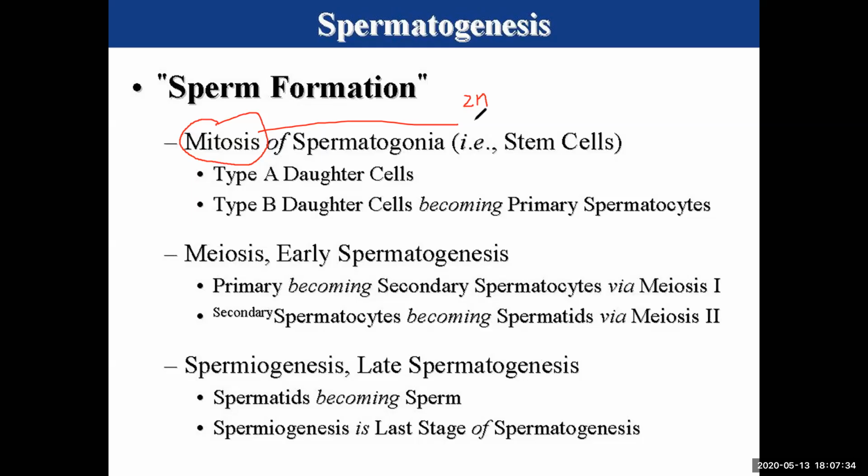2N means diploid. Di means two. So this is a cell that has two sets of chromosomes. One set came from the paternal parent, one set came from the maternal parent, right? So a total of 46 chromosomes: 23 that the cell inherits from the paternal parent, and the other 23 came from the maternal parent.